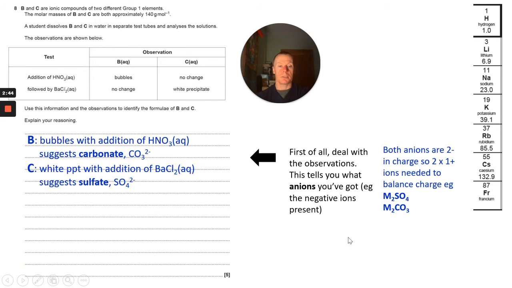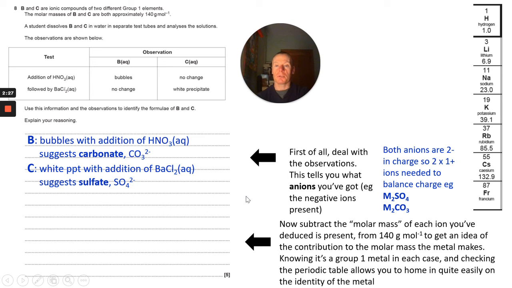So both of those anions are 2- in charge, so you need two 1+ ions to balance that charge in the compound. So there should be 2 of the metal and 1 of the ion, so M2SO4 or M2CO3, M being the metal of course.